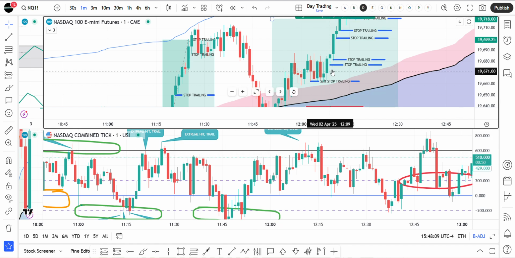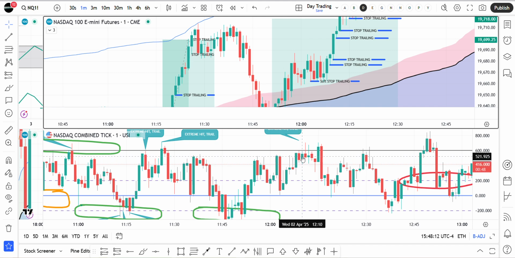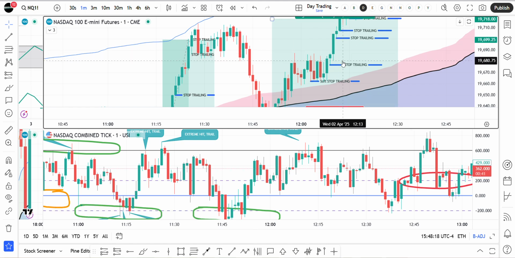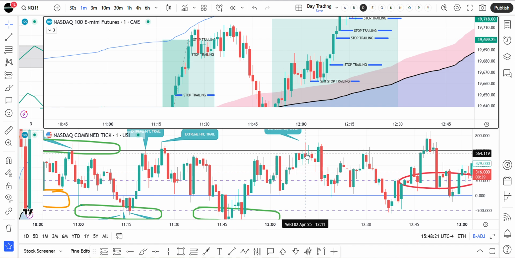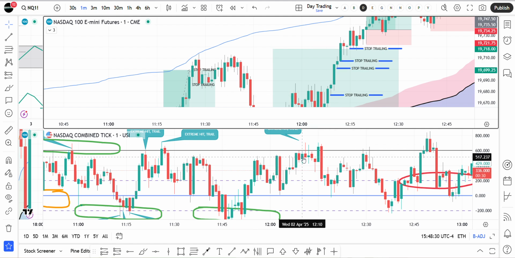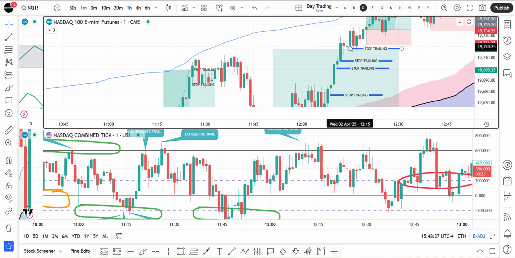12:09. See there. Trail your stop. 12:10 doesn't hit. 12:11. Trail your stop. So that 12:10 shouldn't actually be there. I trailed my stop even though it didn't hit. 12:12. Trail your stop. 12:13. Now you're leaving your stop at 12:12 and you're just holding that. 12:14, 12:12, 12:15 hits the extreme. That's where it closed. Trail your stop to the low.